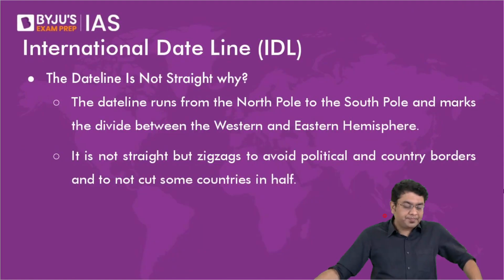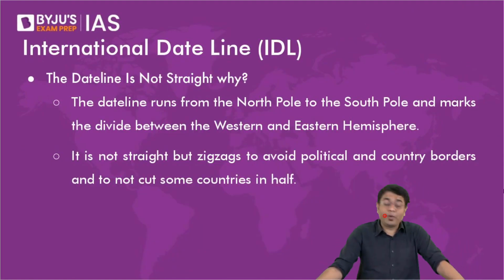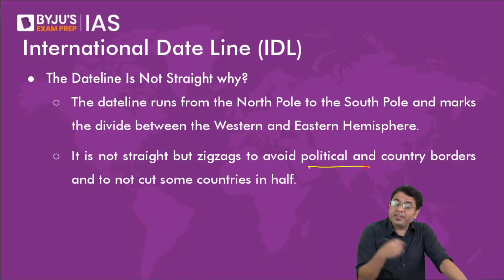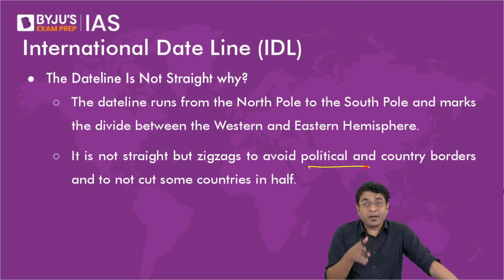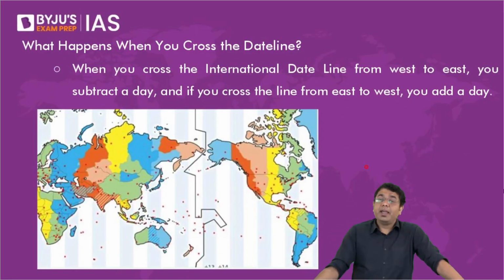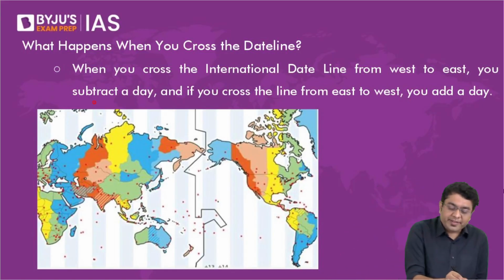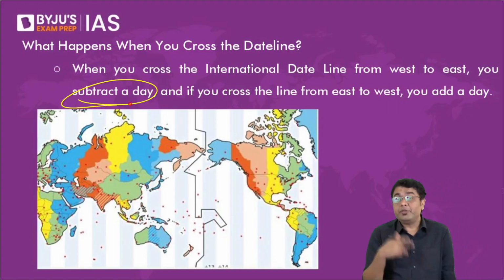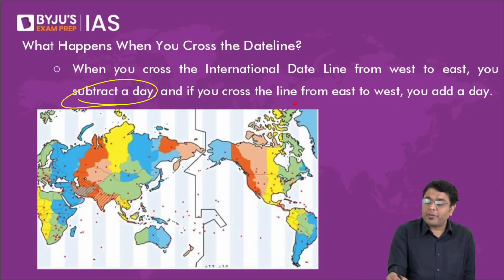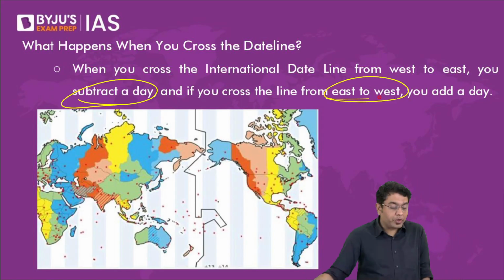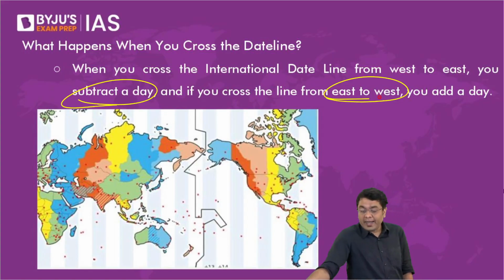Okay, so here, first of all, the date line is not straight. Why? Because it avoids the political boundaries and the country borders. Why? So that it doesn't cut any particular country in half, so that the country experiences the same date at all times. And when you cross the IDL from west to east, you will subtract a day. Why? Because you gain a day in your life. And if you cross the line from east to west, you add a day. Okay, so that is what you experience in the case of the IDL.